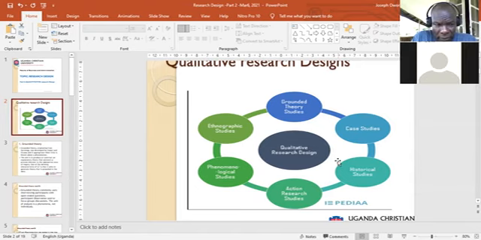Doctor? Yes? Is this quantitative or qualitative? It is qualitative. There was an error on the cover page. Okay. Qualitative research design. This is qualitative research design.